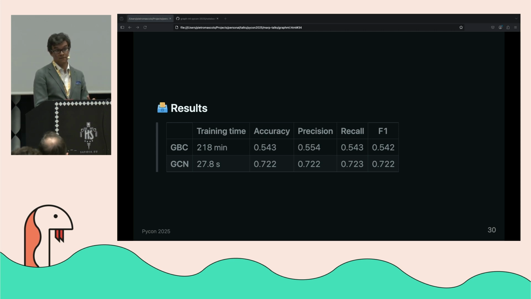And as you can see from the results, the graph network worked a lot better, right? And the main reason is the fact that the gradient boosting didn't take into account how each paper cited each other. It was just using the bag of words content of the papers, which is considerably better than random guessing, but it's still way worse than what the convolutional network could do.